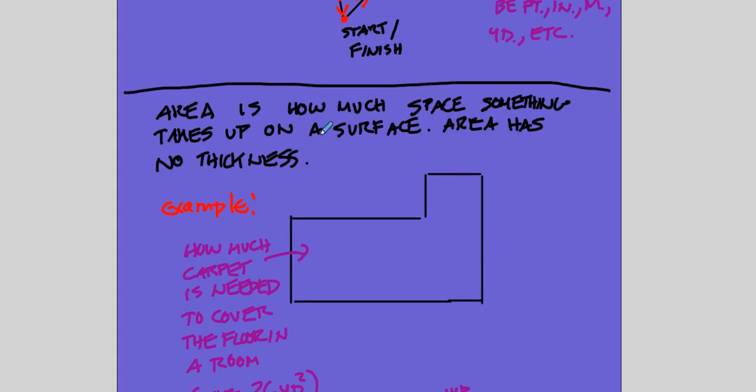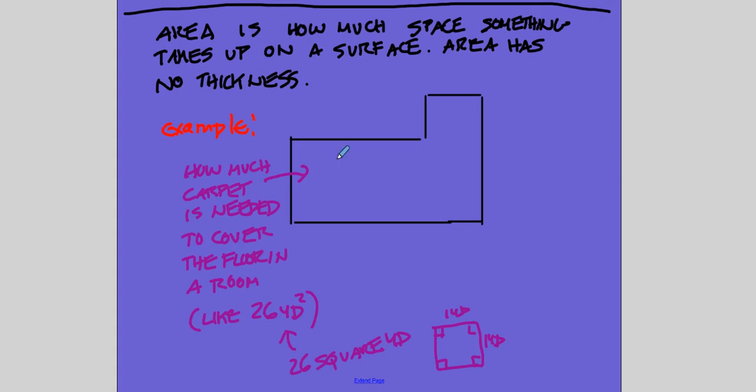Okay. Area now is how much space something takes up on a surface. Area again has no thickness. A quick example: say this is a floor plan of a room. How much carpet is needed to cover the floor in the room? That is an area concept, and carpet is often sold in square yards. This could be, let's just say, 26 square yards. Okay, and a square yard is literally a square that is 1 yard by 1 yard. Remember, a yard is 3 feet or 36 inches.